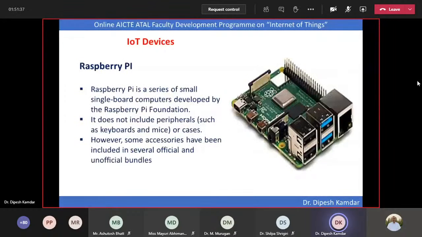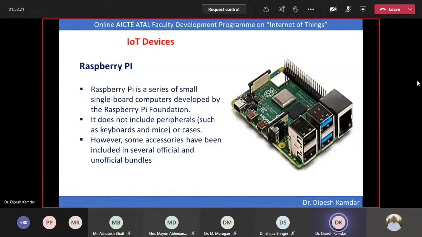And the other IoT device which we are going to use during this FDP is the Raspberry Pi. Raspberry Pi is a kind of single board computer developed by the Raspberry Pi Foundation, UK. It has Ethernet ports, USB ports, and audio jack connections, along with plenty of GPIO pins available. Through the general purpose input output pins, we can connect the devices and sensors from which we want data.